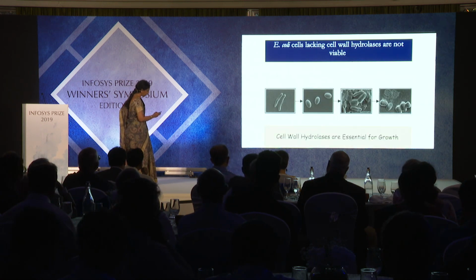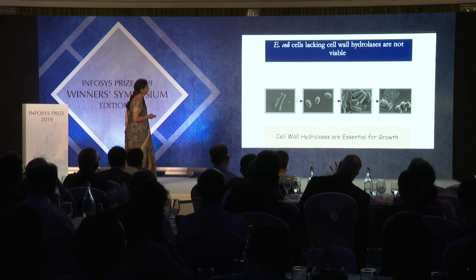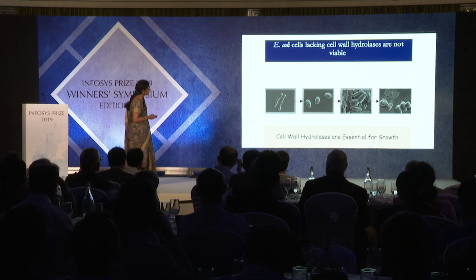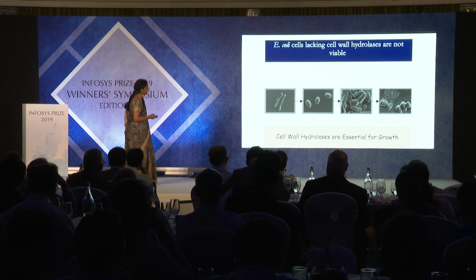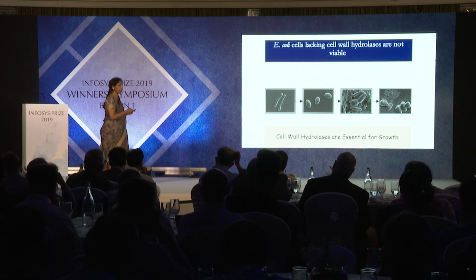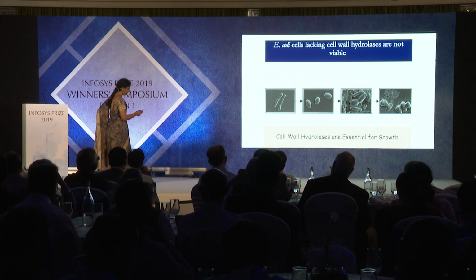And if these four enzymes are not there, these are all E. coli cells, which is our model organism. This is how a wild type E. coli cell looks, rod shaped. But if these cells do not have these cell wall hydrolases, they do not grow in length, they become rounder, and eventually they die. So this shows that the hydrolases are important for growth, and we have also shown that these are essential because without them the cells do not make the peptidoglycan cell wall and therefore lyse.